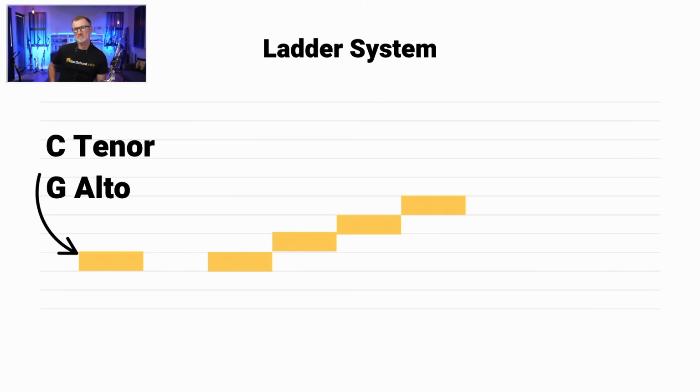Can you do it? So you've probably already worked it out, but on the tenor, it starts on a C, and it goes C, C, G, D, C, C, D, E, F. On the alto, it's G, G, A, B, C.